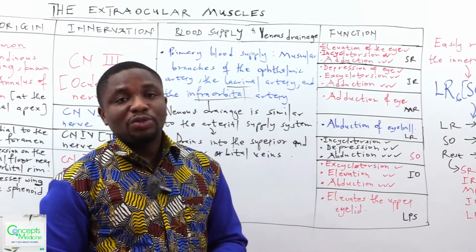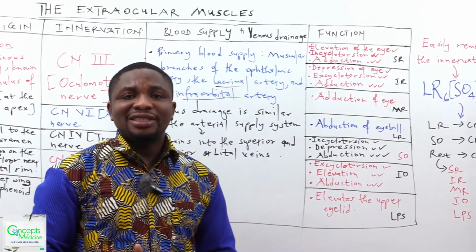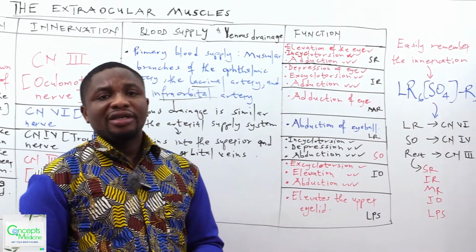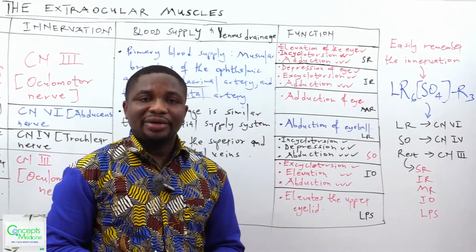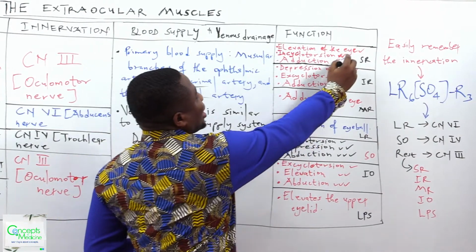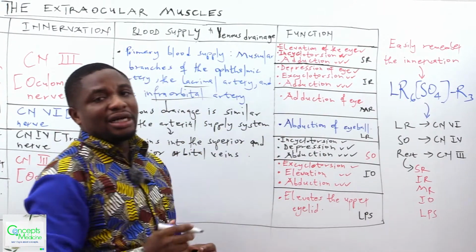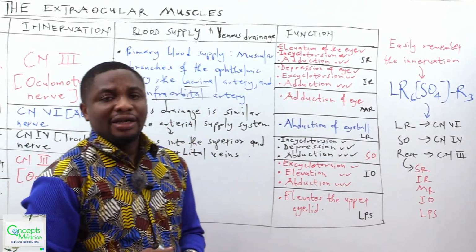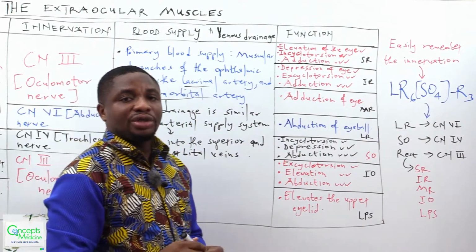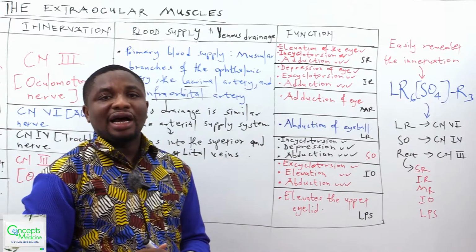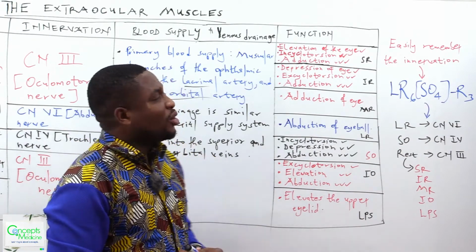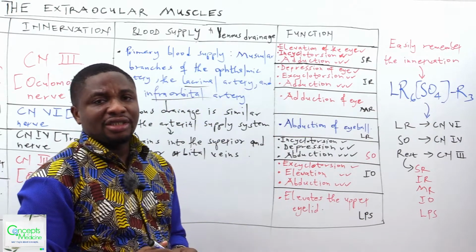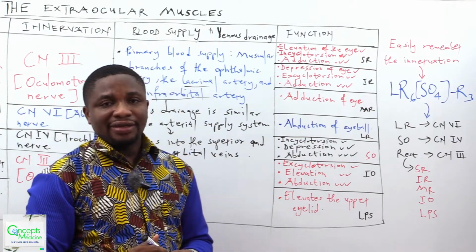We'll start by looking at the superior rectus. With the functions, we are going to divide them into the primary, the secondary, and the tertiary. All that have the single mark are the primary, those with double marks are the secondary, and those with the triple marks are the tertiary. With the superior rectus, its primary function is to elevate the eye.